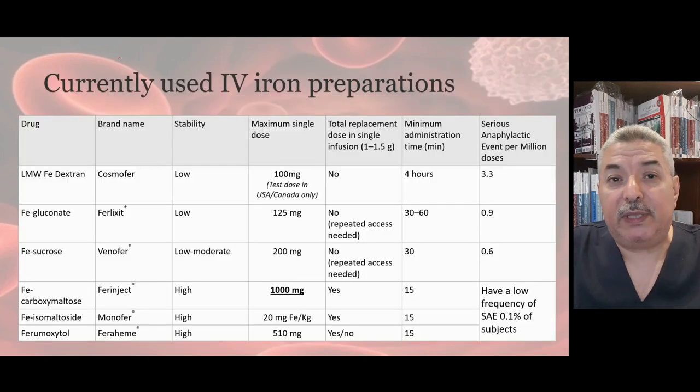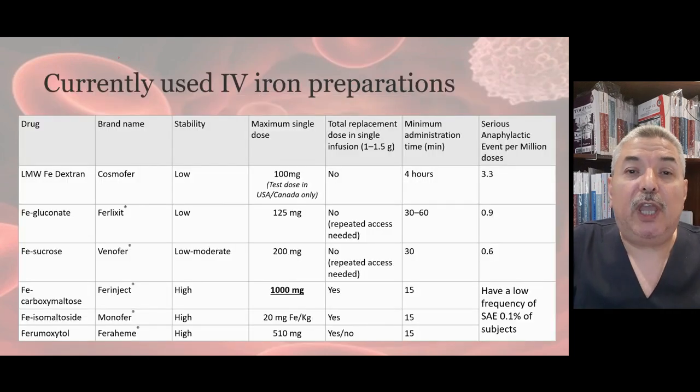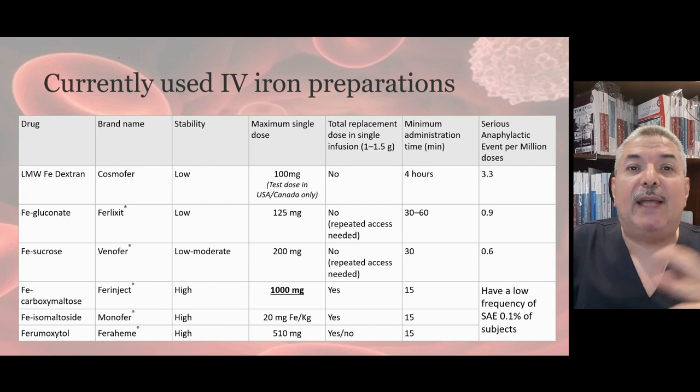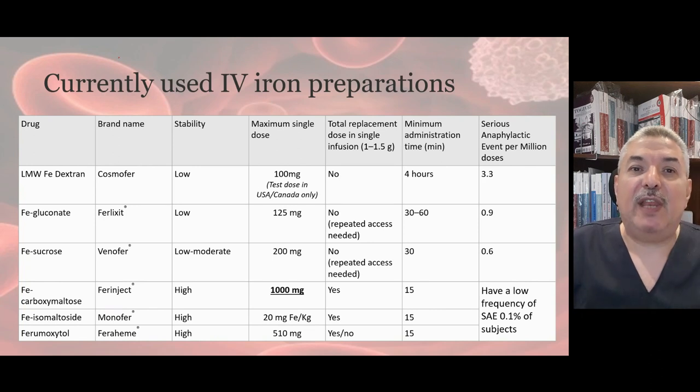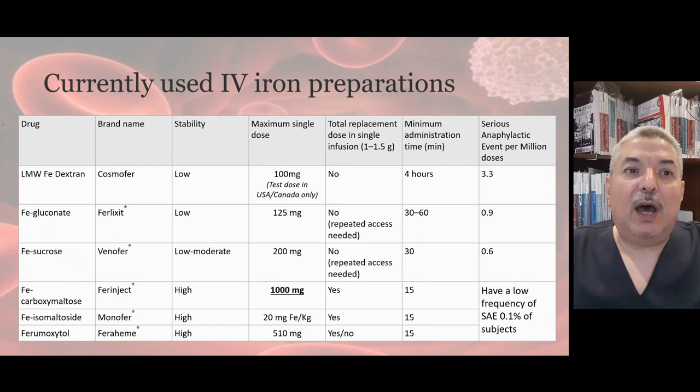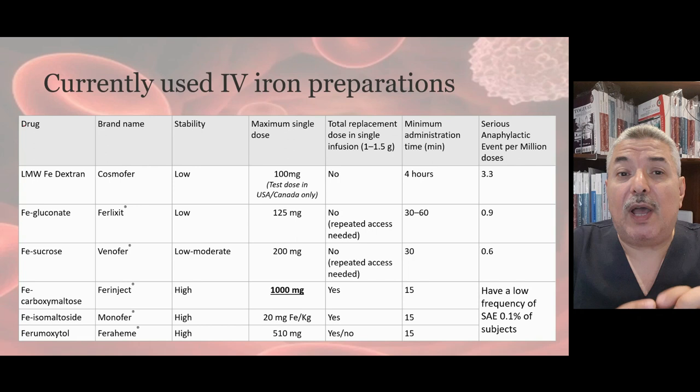The high molecular weight dextran was the one which gave parenteral iron its bad reputation. It's the one with the most toxic and adverse anaphylactic events. So it's obsolete. Now we have the low molecular weight dextran and the iron gluconate, and these two have low stability.